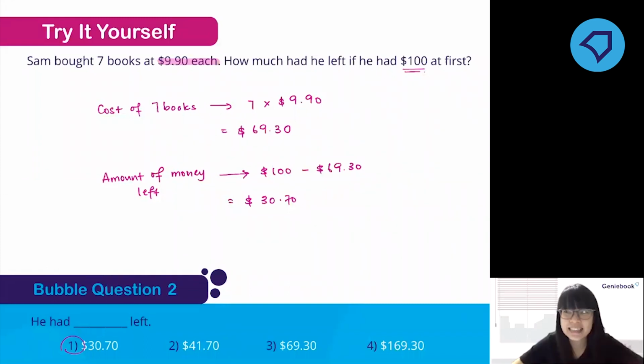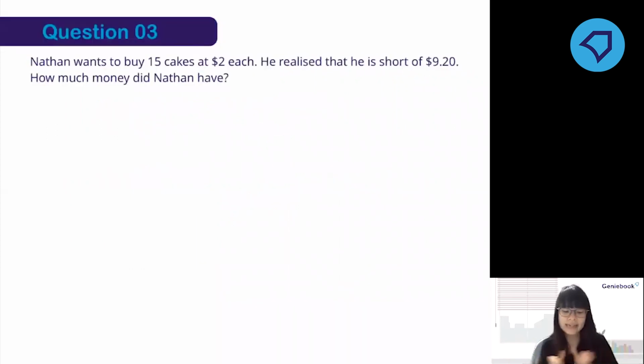Let's take a look at the next one over here. Nathan wants to buy 15 cakes at $2 each. He realized that he is short of $9.20. How much money did Nathan have? Do you guys understand this question?